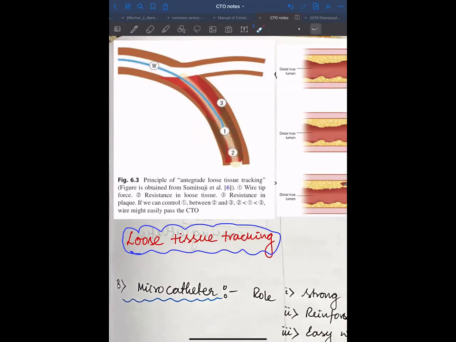So the concept is that the force which we are giving antegradely should be somewhere in between the resistance offered by this and the resistance offered by this, because if we give too much force, then there is a high chance of actually losing this loose tissue tracking, and it will go into this subintimal space. That is why for antegrade loose tissue tracking, once the penetration is done, we need to use a wire which gives a very good tactile response for us to be able to know where we are.